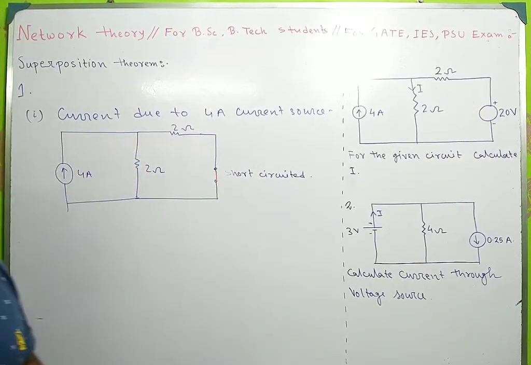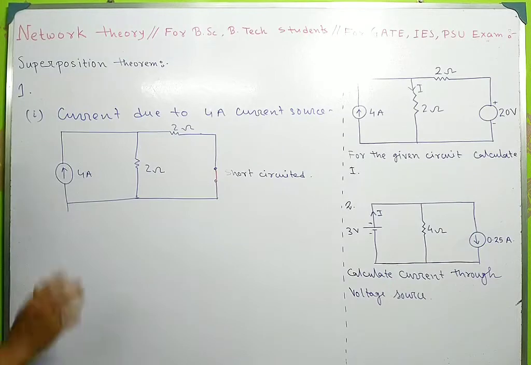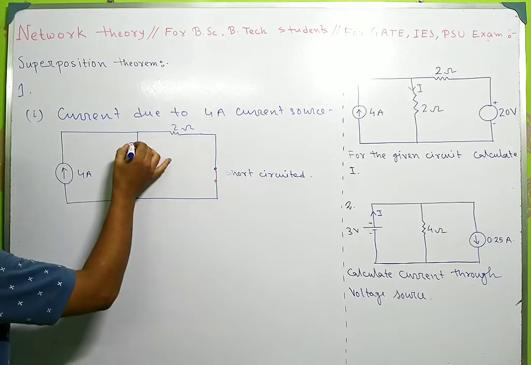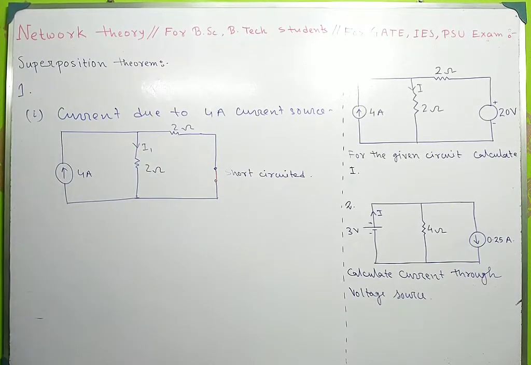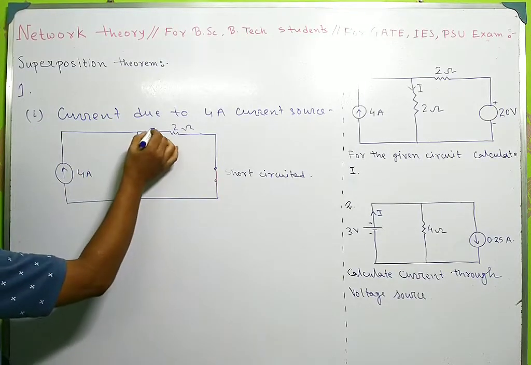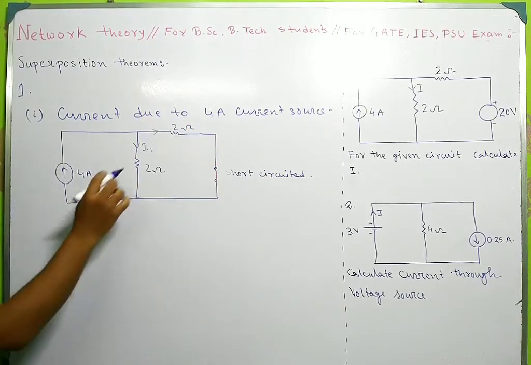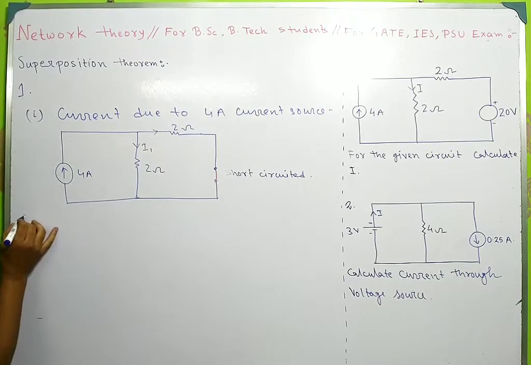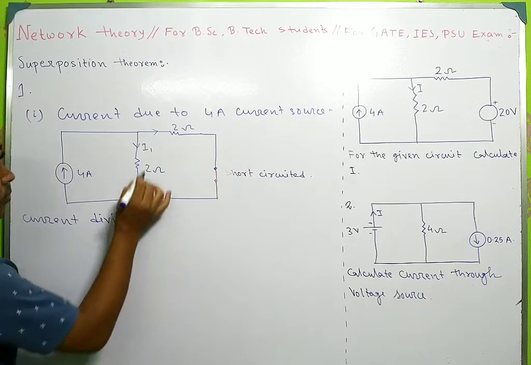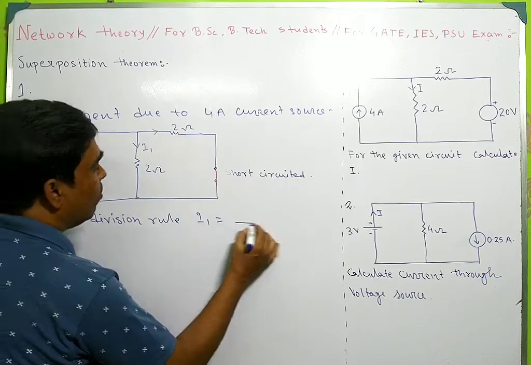Because the internal resistance of this voltage source is very negligible, it's very small. So in this case, what will be the current of this branch? This is short circuited, so this current is divided through this resistance and through this resistance by using the current division rule. So using the current division rule, you can calculate I1.